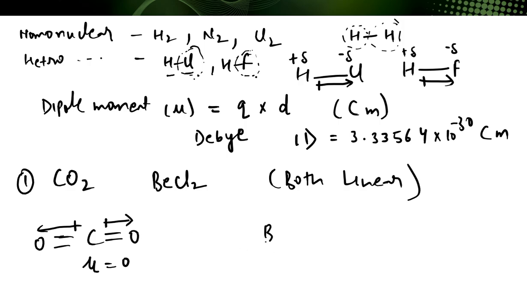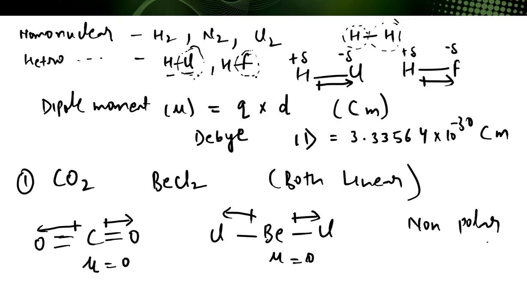Similarly for BeCl2, it also has a linear structure. The chlorine definitely is more electronegative, so we do have polar bonds, but they are present exactly in the opposite direction with the same magnitude, because of which they will cancel out, and this will also show 0 dipole moment. That means it is non-polar in nature. Something which doesn't have any overall dipole moment will be considered non-polar. Okay, that is one thing that you need to remember.